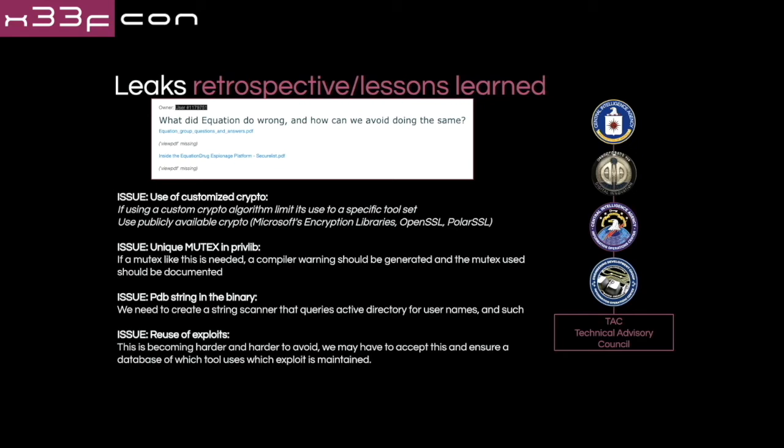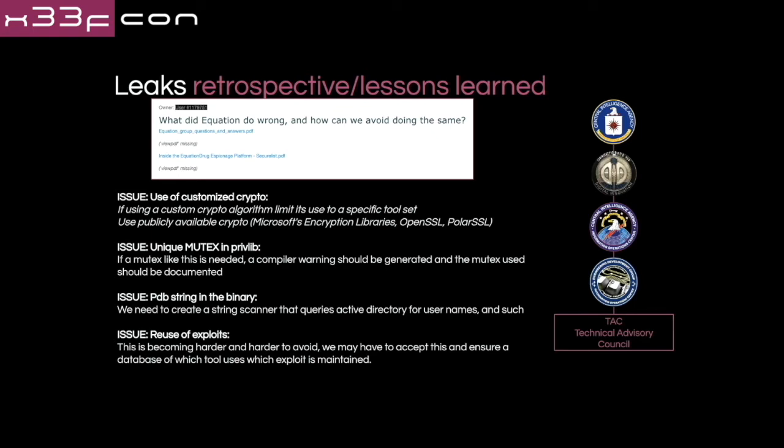Another finding that TAC had in their lessons learned was the unique mutexes being used. And their proposal was to change their compiling to issue a warning anytime such a mutex is generated, and record those mutexes so they can know which mutex was used in which operation. So the next time some threat research is published, they can quickly go back and see which operation might be compromised. The same with the PDB strings that were hard-coded in the binaries, and TAC had a very interesting suggestion here, which is to create a scanner that will be looking for those and cross-correlating them with internal sources such as Active Directory for usernames and other information.